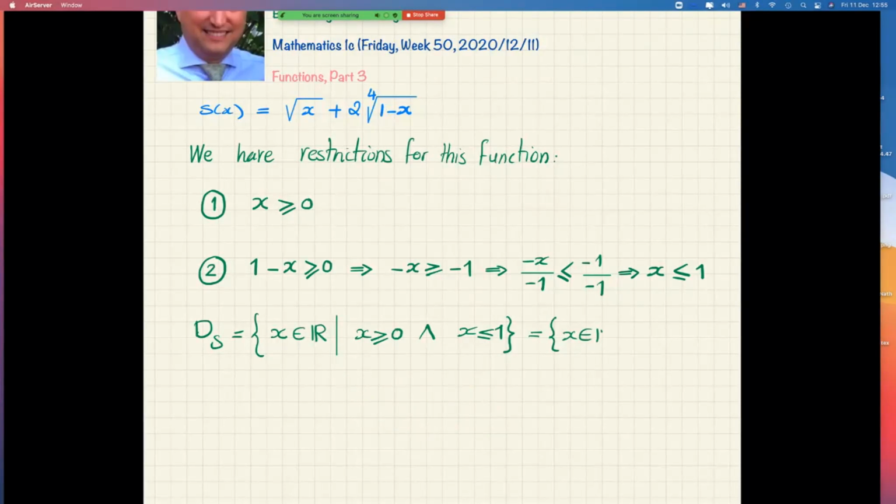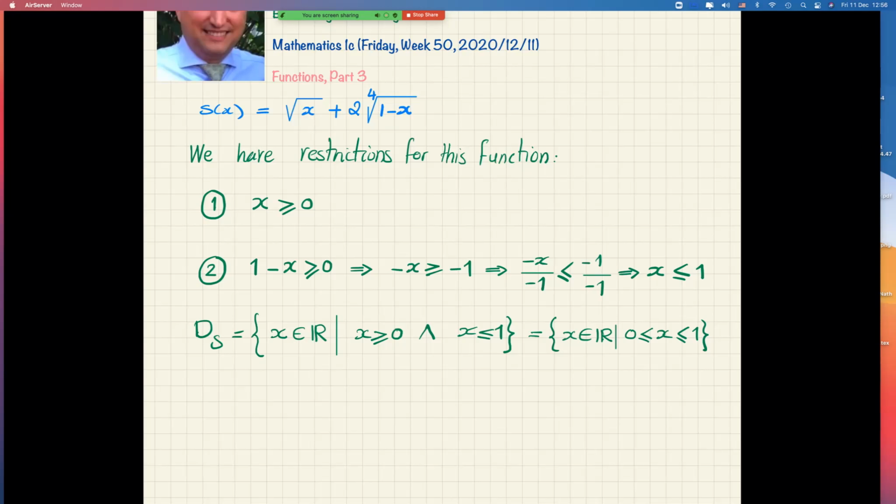So it becomes the set of all real numbers such that x is greater than or equal to 0 on the one hand. On the other hand, it should be less than or equal to 1. So the domain of this function is very limited. If you want to make sense out of this function, you need to restrict yourself only to the numbers between 0 and 1. So, for example, if you draw the graph of this function, you will not receive any part of this function out of this.